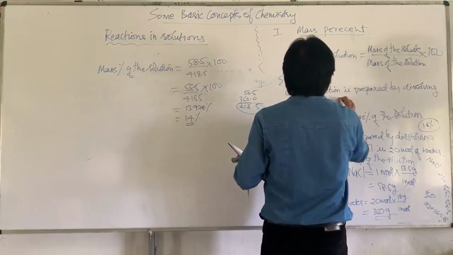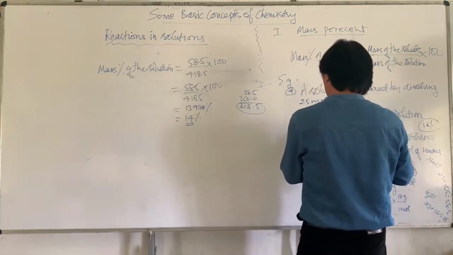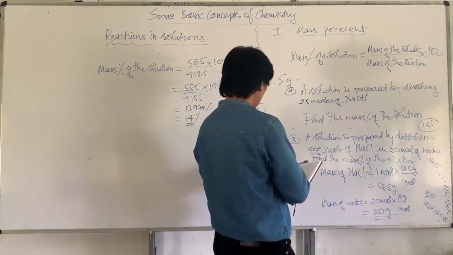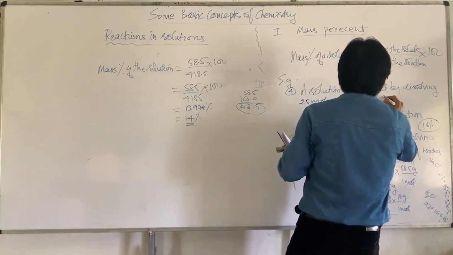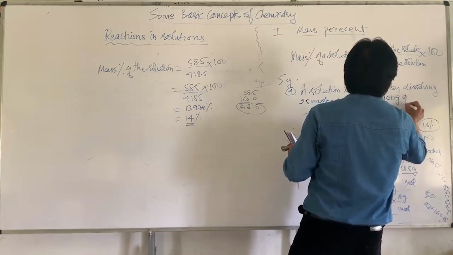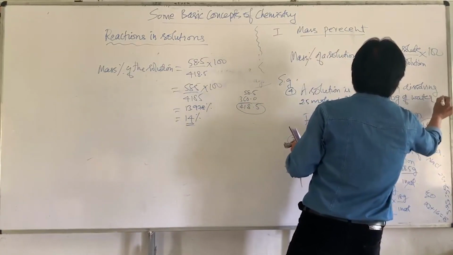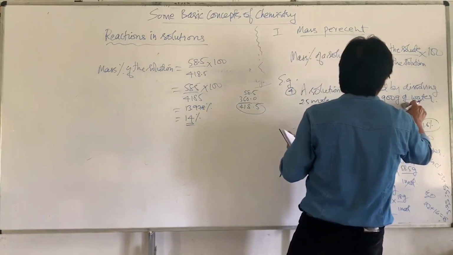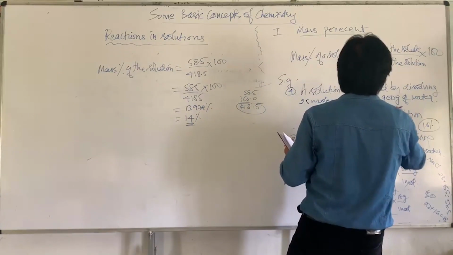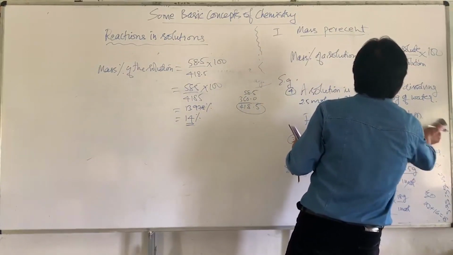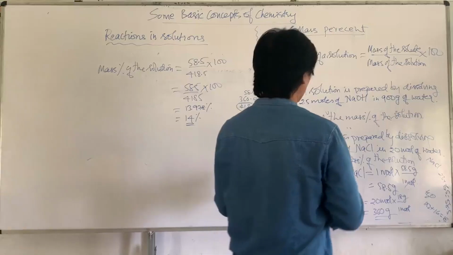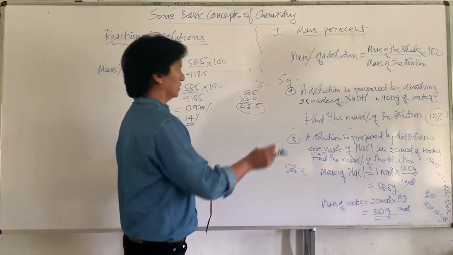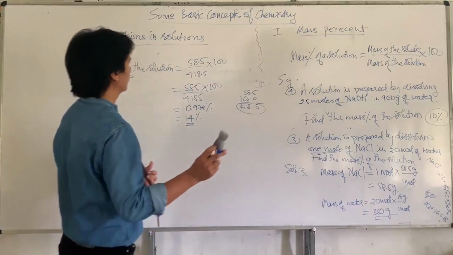2.5 moles of sodium hydroxide in 900 grams of water. So now you have to find the mass percent of the solution, same thing. So you will do it yourselves, right? And here the answer is 10%. This is for you to work out, right? This is question number 4 for you.